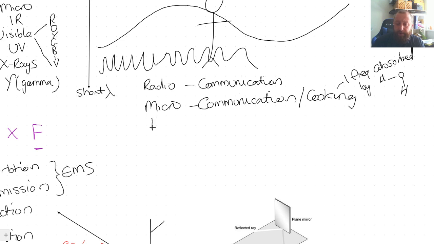We then go down to infrared. Again, we can have communications on there. If you think about the fact that you can send signals, your remote control to your television is actually sending signals to the television, so we've got a form of communication. So we can put remotes down there.